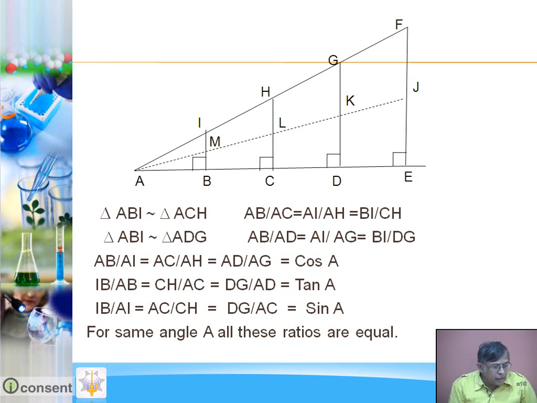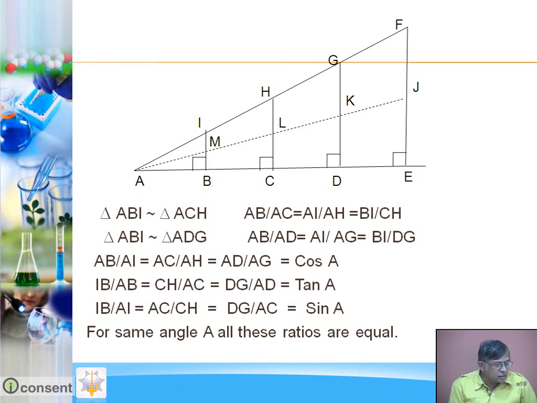Angle A is common. We know that in two triangles, if two angles are congruent, then these triangles are similar and the ratios of their corresponding sides are equal. Let us use this here. In triangle ABI similar to triangle ACH, AB upon AC is equal to AI upon AH is equal to BI upon CH. Similarly, triangle ABI is similar to triangle ADG. AB upon AD is equal to AI upon AG is equal to BI upon DG. Considering these two ratios, AB upon AI is equal to AC upon AH is equal to AD upon AG.